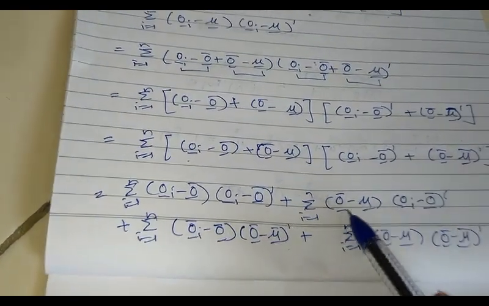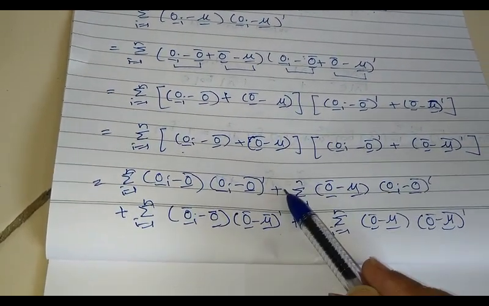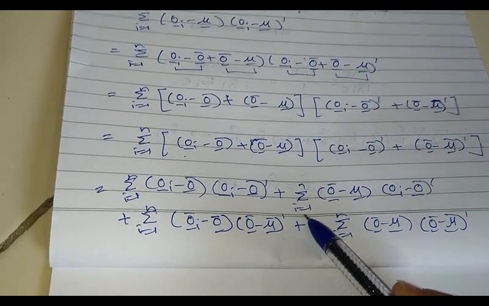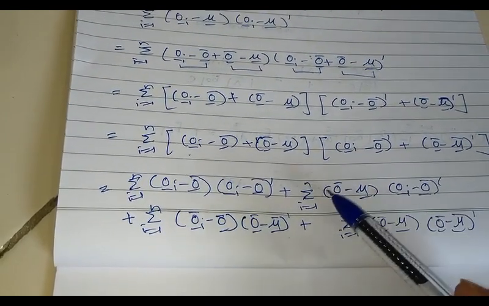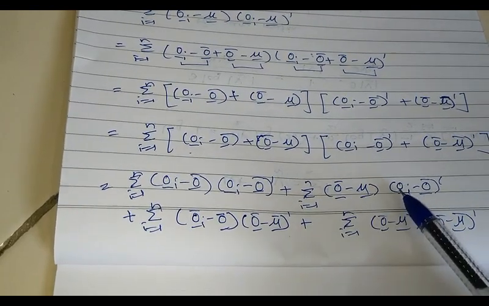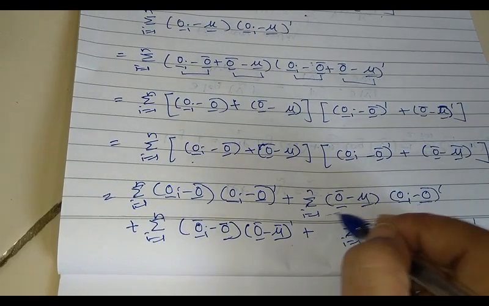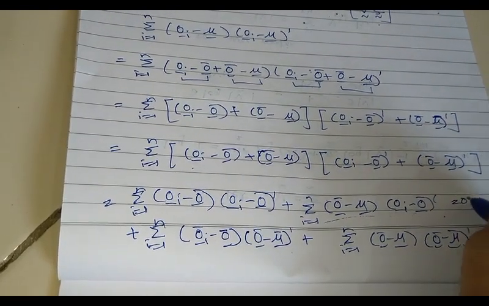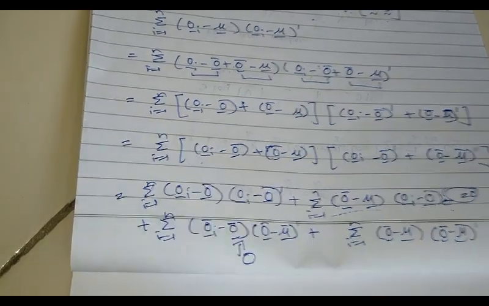Now ȳ and μ are both constants, so that can be taken outside the summation because it doesn't depend on i. The sum over i going from 1 to n of (y minus ȳ) is basically the sum of deviations of observations from their mean. Hence this sum is going to be 0, so this term will be 0. Similarly, by the same logic, this term will also be 0.